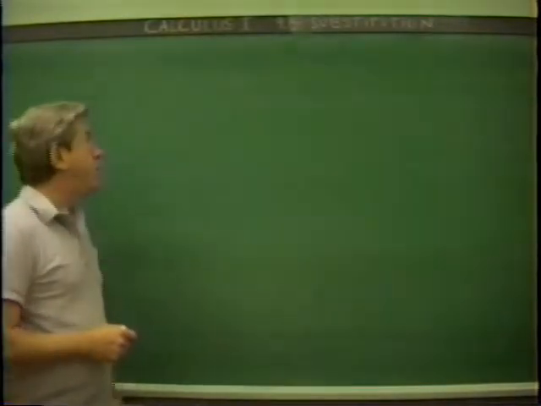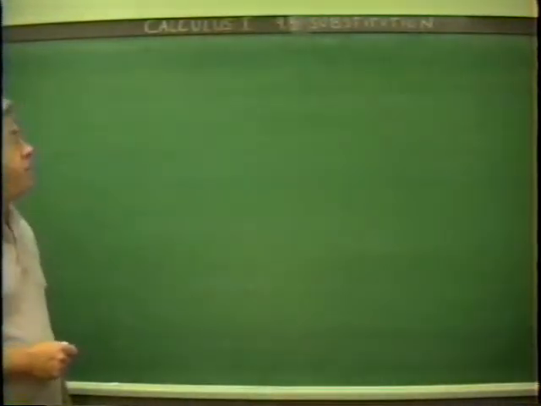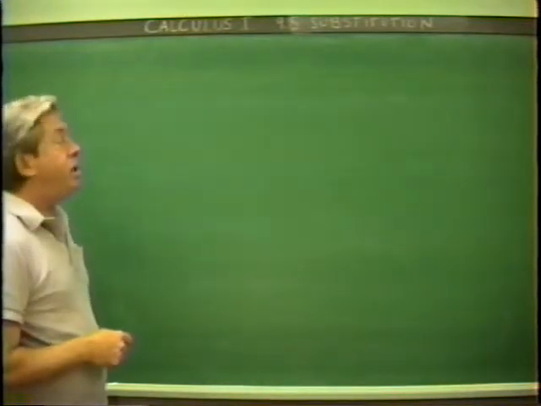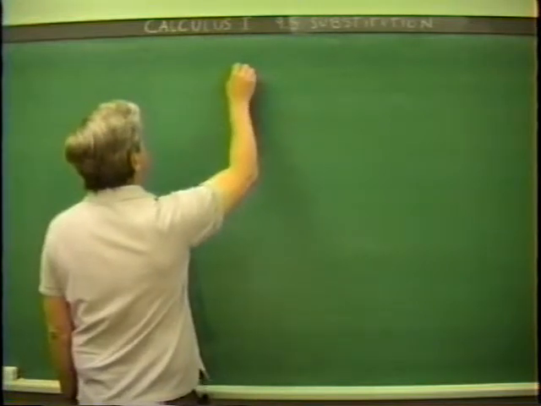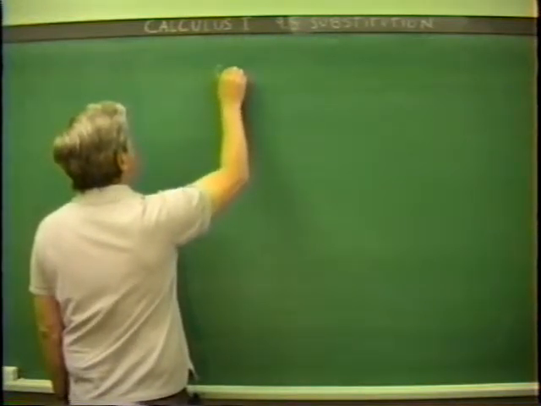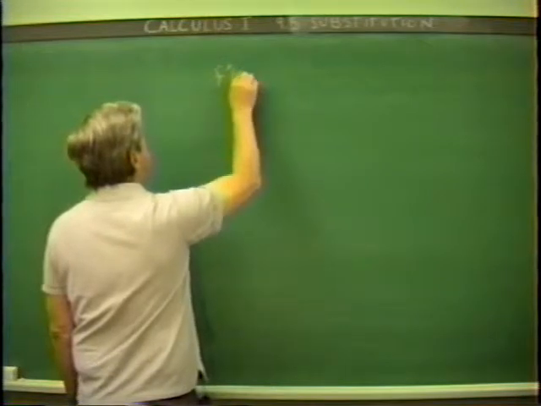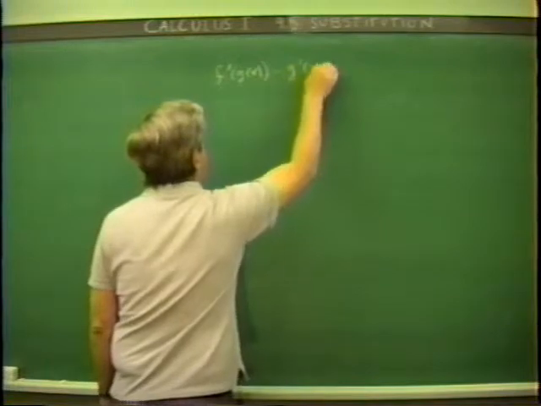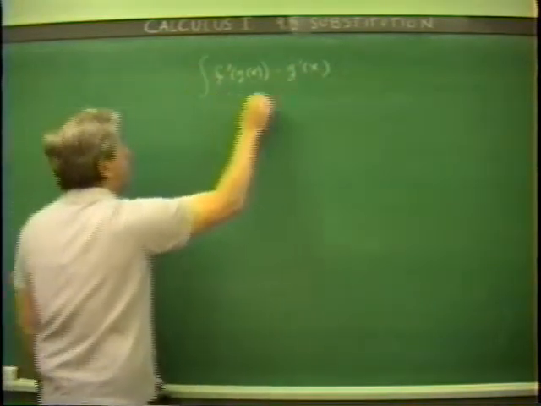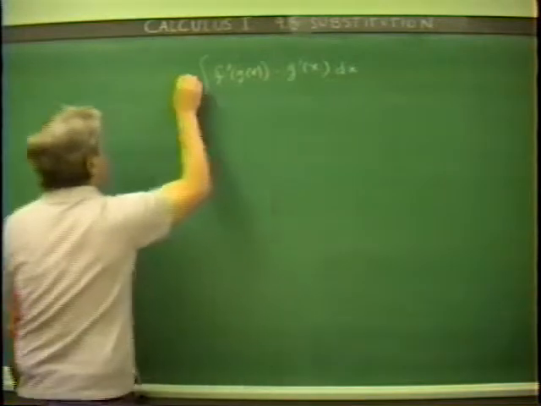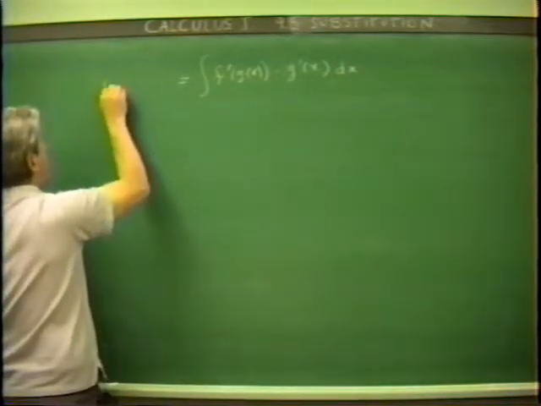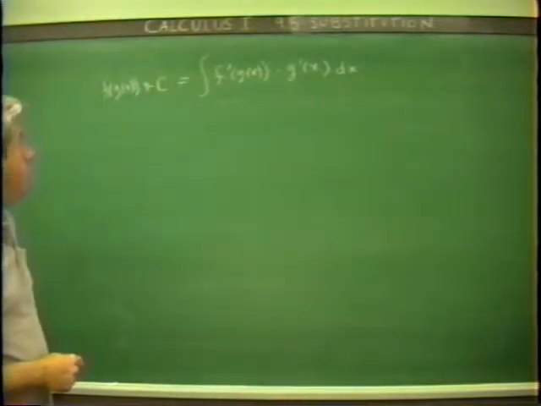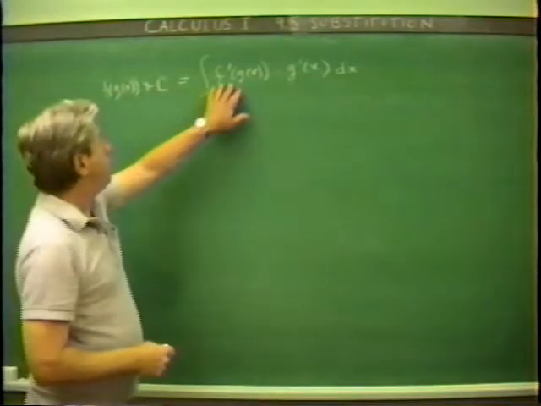All right, we now want to look at an anti-differentiation method known as anti-differentiation by substitution, or integration by substitution. It's based on the chain rule. You know that the derivative of f of g of x is the derivative of f at g of x times the derivative of g at x. So the antiderivative of this with respect to x is going to be equal to f of g of x plus any constant.